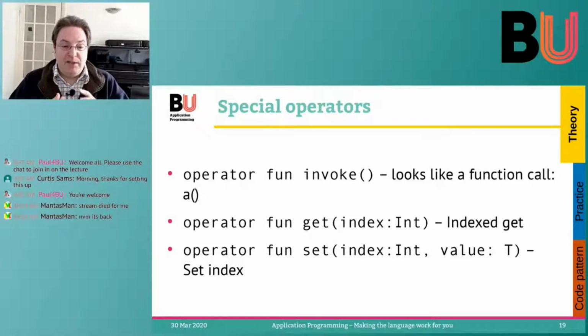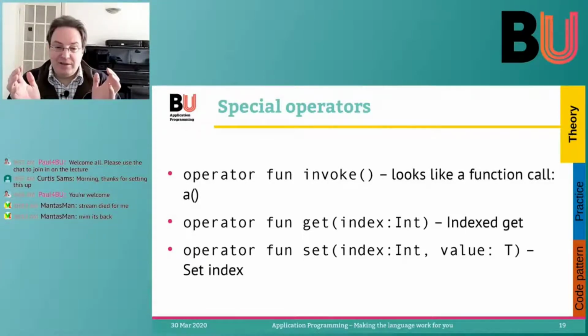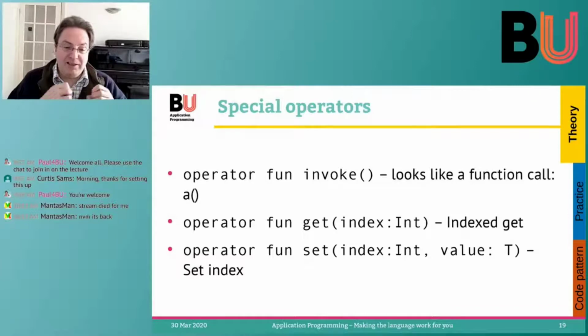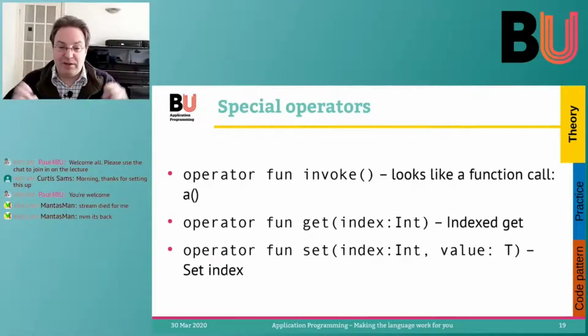Then we have the operator fun get. You have seen this in Matrix, for example, where you use this to get array indices. You can have multiple indices, and that will translate into multiple parts between the square brackets. In this case, the operator fun get with an index gets our value. Operator fun set sets a value.